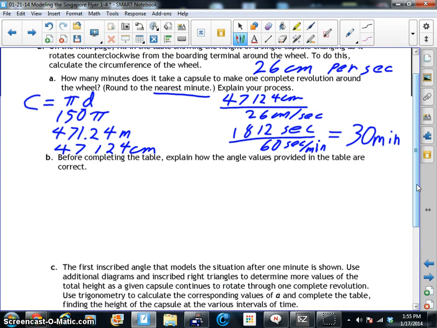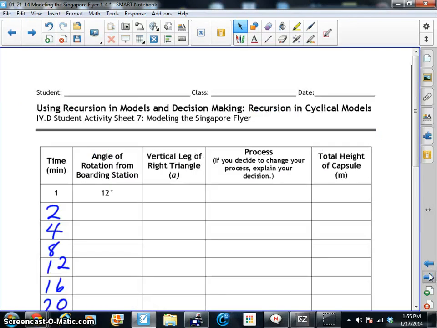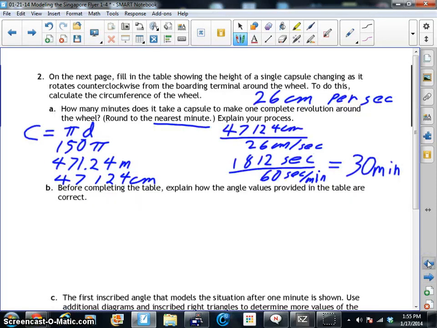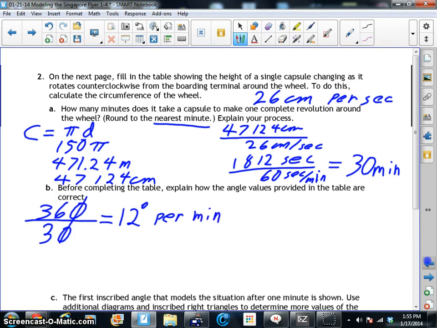Now, before completing the table, explain how the angle values provided in the table are correct. So we have this particular number. We have 12 degrees after 1 minute. How do we know that that's 12 degrees per 1 minute? Just take a look back here. We've got to go by some facts that we know. 360 degrees in one circle. We divide that by 30. That equals 12 degrees per minute. So every minute there is approximately 12 degrees.